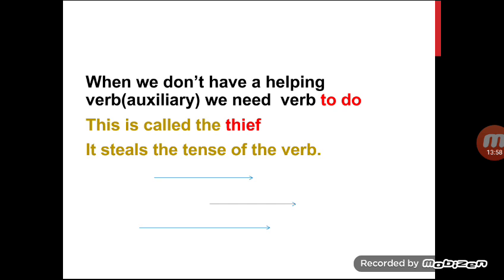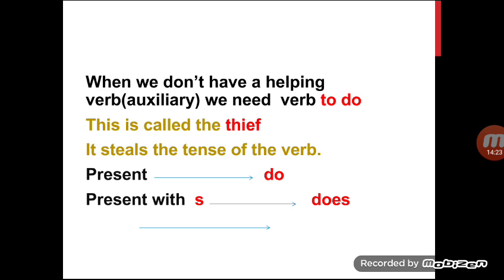It steals the tense of the verb. Do comes and looks at the verb. If the verb has something with it, s or ed or the past tense, it steals it. So if there is nothing to steal, it stays do as it is. But if there is present with s, it becomes does. And if it was past, it becomes did. So do is in the base form, bare form, do, or does, or did. Does when we have s at the end of the verb, and did when we have the past tense of the verb.